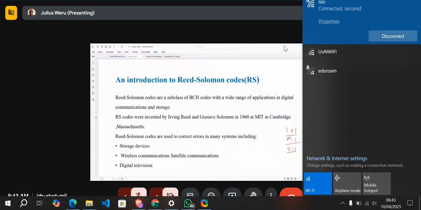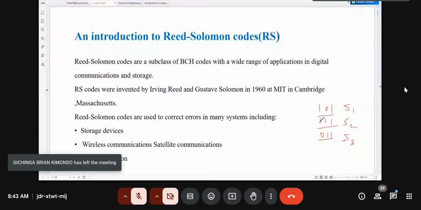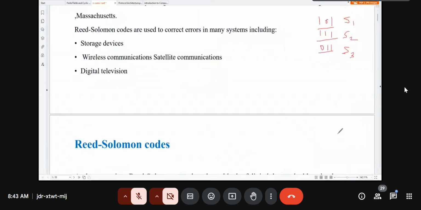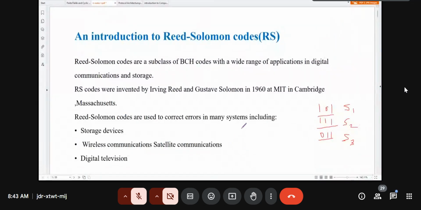Codes or the binary BCH codes. That could just be one simple error in the Reed-Solomon code. I don't know if I'm making some sense, but I'm trying to say that's what makes it very, very, very amenable, especially where you're expecting vast errors.